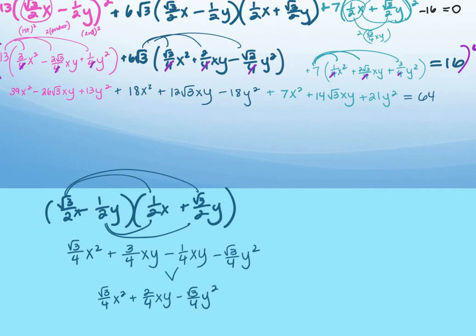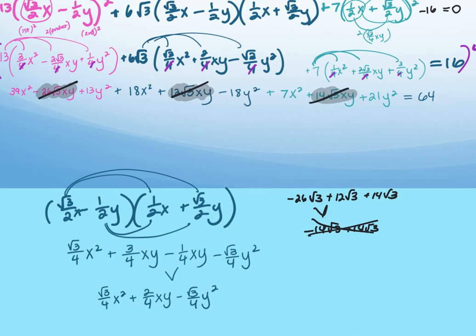Now I'm going to combine my like terms. The whole goal of this process is to eliminate your xy term. That's what rotation does, okay? So I'm starting with my xy. I'm going to find all the xy terms here, here, here, combine them and make sure they cancel out. If they don't cancel out, something's wrong. So it's like your first check. I do negative 26 root 3 plus 12 root 3 plus 14 root 3. They all have xys. So this would be negative 14 root 3 plus 14 root 3, and that cancels out. So all my xys are gone, which was the goal.